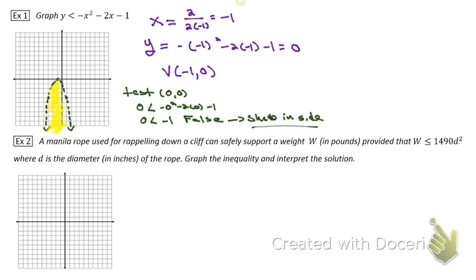Example 2 is a real-world problem, so we're going to stay in the first quadrant. A rope is used for rappelling down a cliff that can safely support your weight in pounds. W is less than or equal to 1,490 d squared, where d is the diameter of the rope. Graph the inequality and interpret the solution. So we know that the vertex is 0, 0.